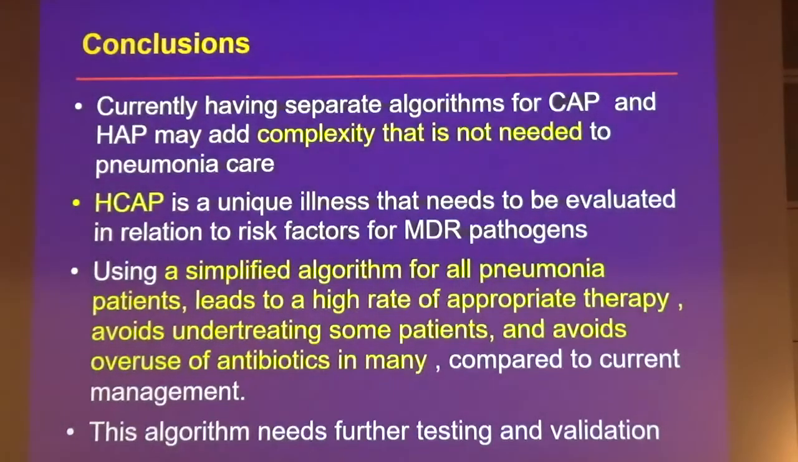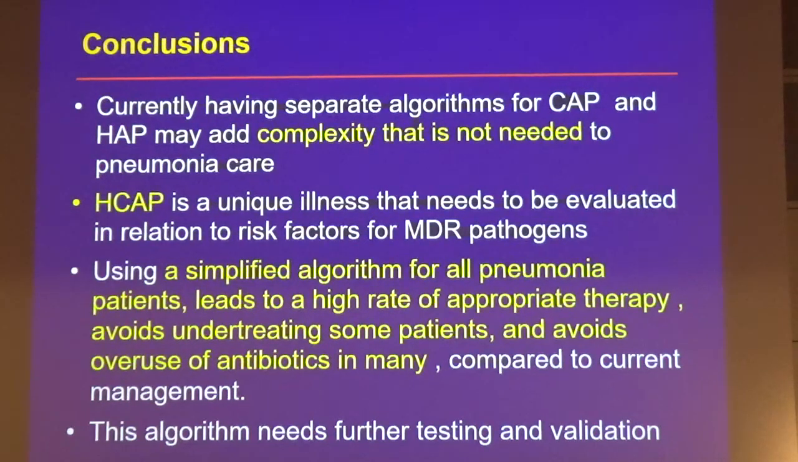So in conclusion, currently having separate algorithms for CAP and HAP could add complexity that's probably not needed right now to manage pneumonia. HCAP has always been a unique illness, but it needs to be evaluated in relation to risk factors for MDR pathogens. And using this algorithm, which I'm calling simplified, but obviously it's not that simple. You have to look at it very carefully.